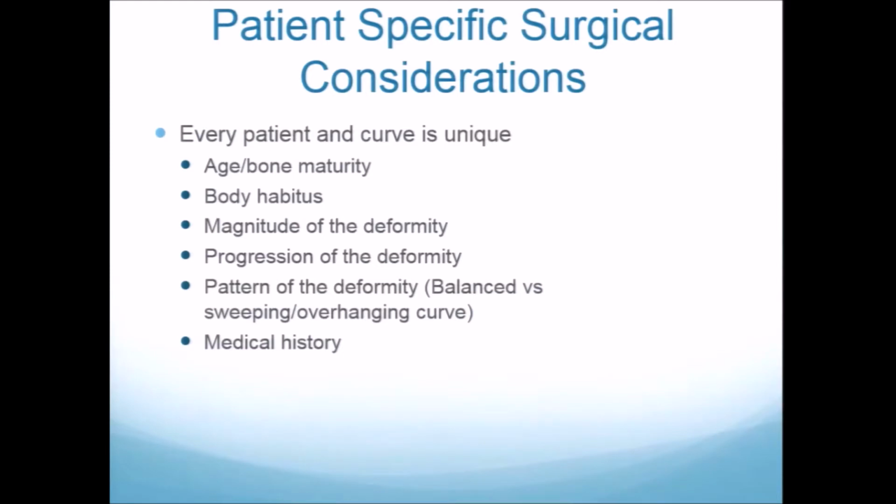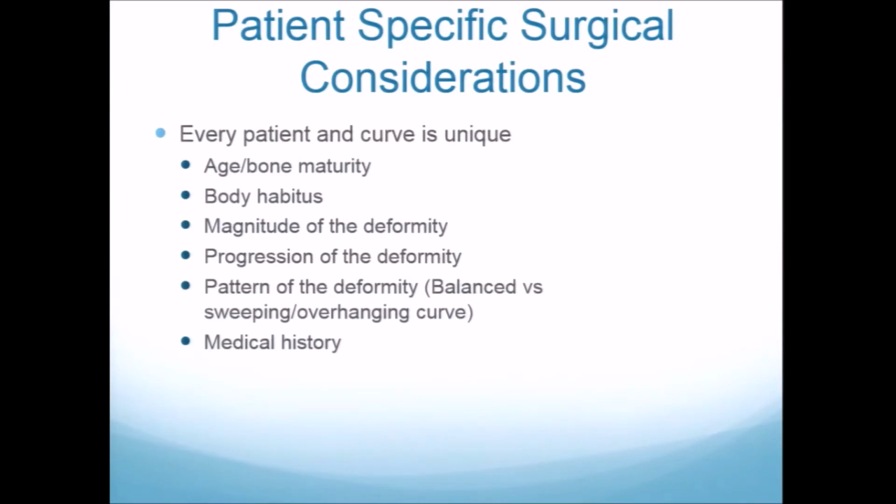And here are just some patient-specific considerations. Again, your bone age or your level of maturity. According to how old you are and how much growth you have left, we may treat similar curves completely differently, because we expect one to progress and one to stay the same. Then there's your body habitus. When we do correct a deformity, we have to understand, does this patient have a significant rib hump, or is their lumbar curve hidden by their abdomen?